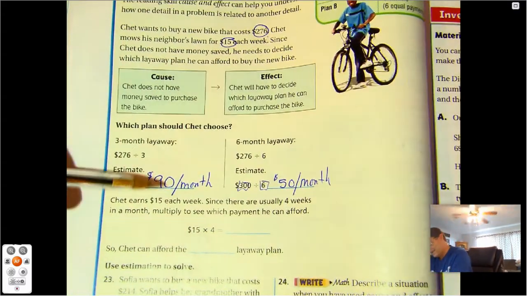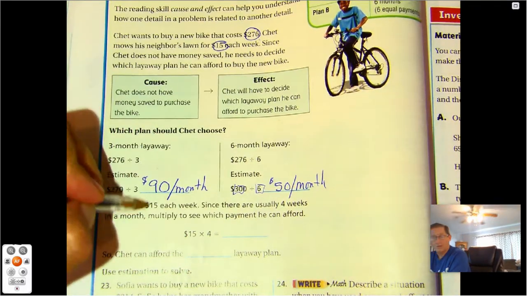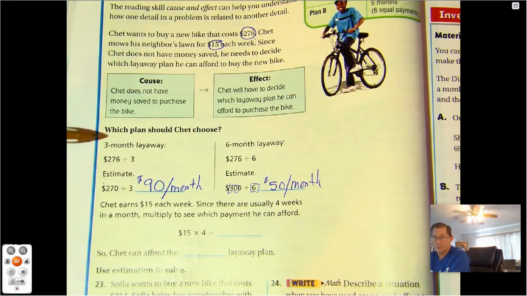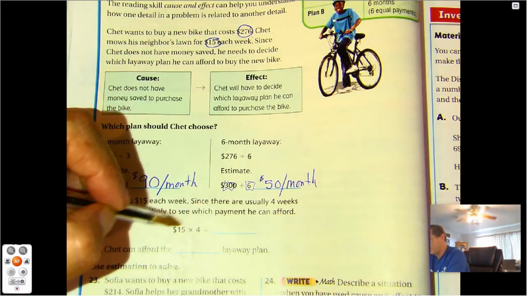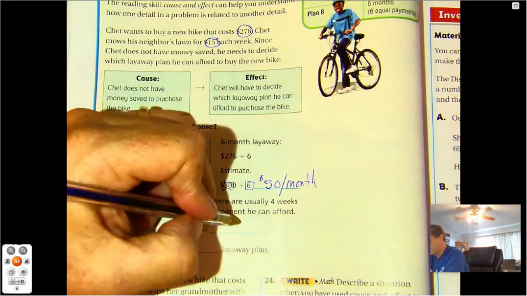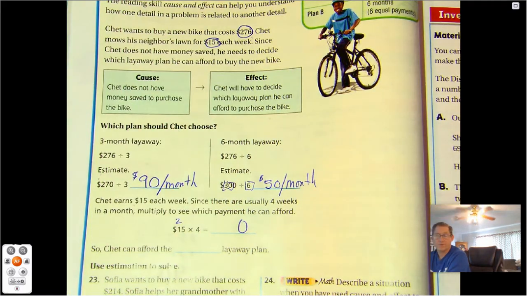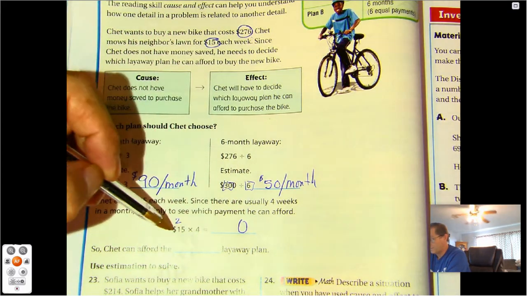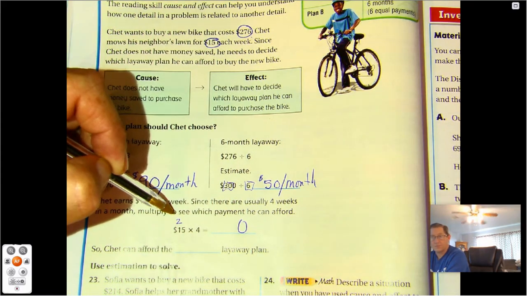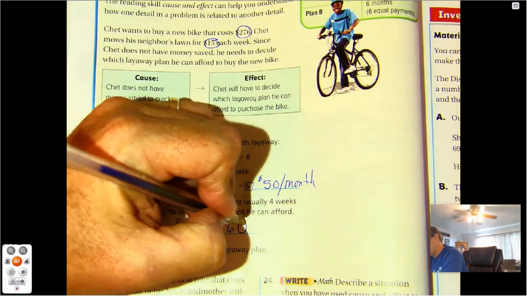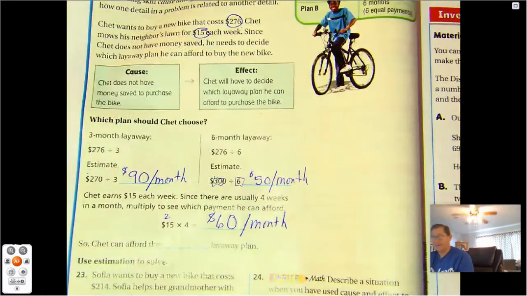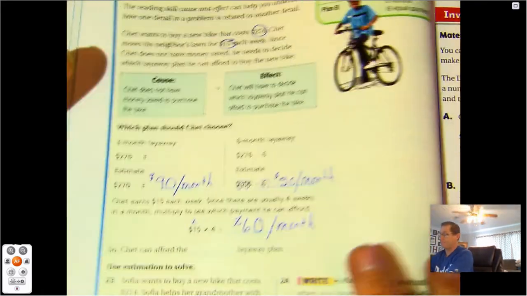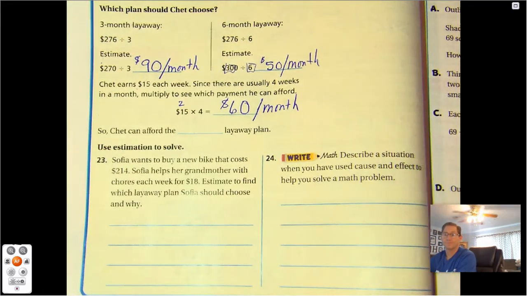All right. Well, and it said in the problem that he earns $15 each week. There's usually 4 weeks in a month. We can multiply to find out how much he would earn. So 4 times 5 is 20. We would regroup the two tens. 4 times 1 is 4, plus the 2 regrouped is 6. So he makes about $60 per month. Which one can he afford? He can't afford $90 a month. So he'd have to do the 6-month layaway plan.